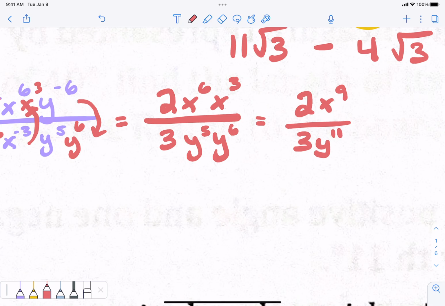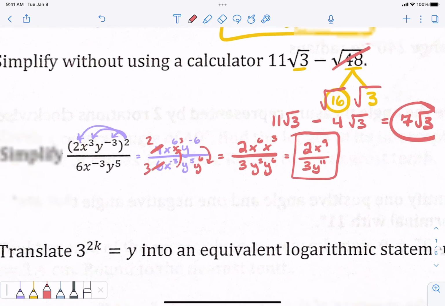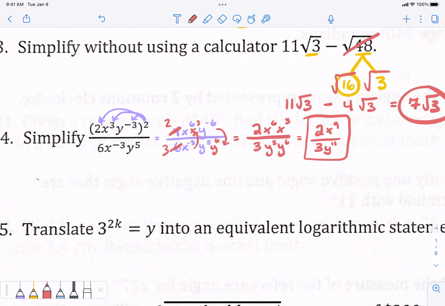Is there anything else I can do to simplify? No, that is all. Okay? Yep. All right? If you don't want to write out all the steps, you don't have to. That middle step you can skip, I don't care.